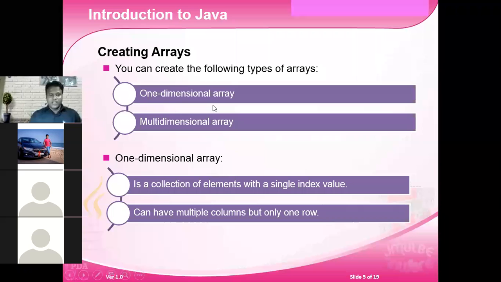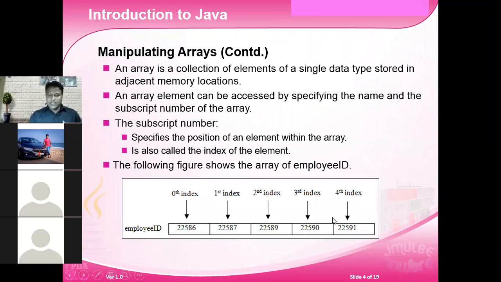One is a one-dimensional array, another is a multi-dimensional array. One-dimensional array means the array has a single row and multiple columns.